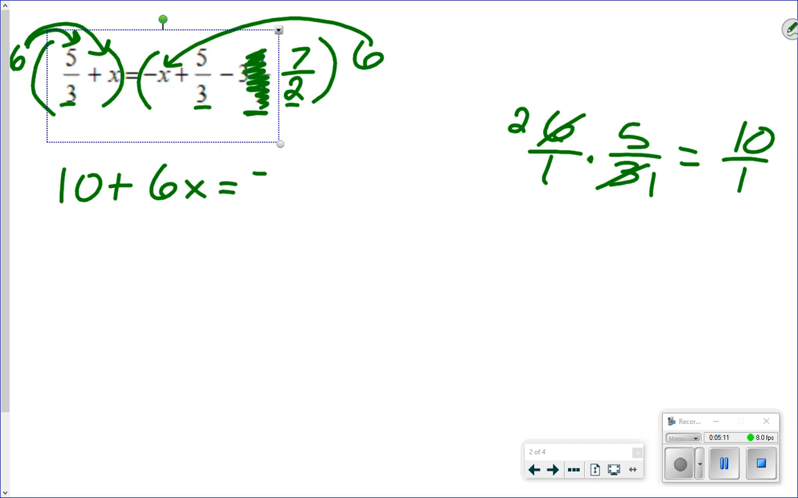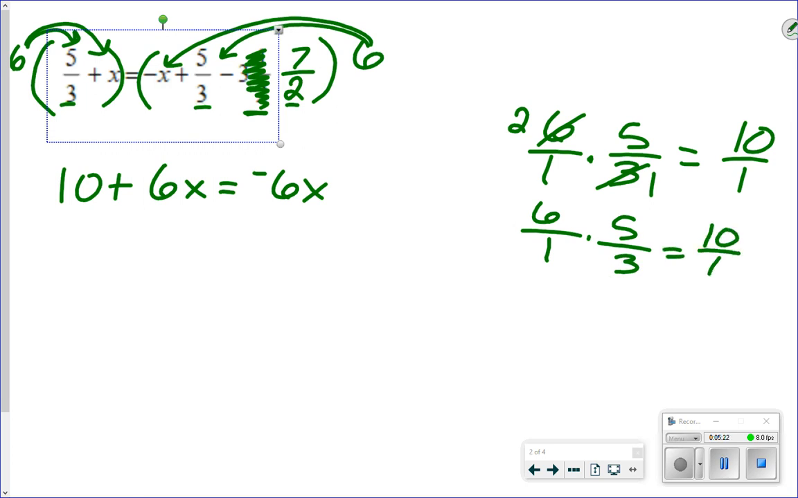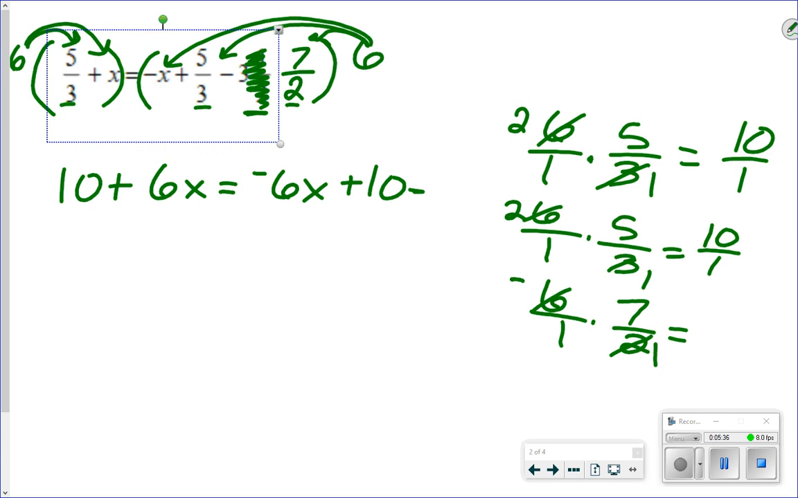6 times negative x is negative 6x. Then we'll do 6 times 5/3. That's the exact same problem I just did, so I know that's going to be 10 over 1 again. Plus 10 minus, now I'm doing this one right here actually, 6 over 1 times 7 over 2. Cross cancel, I can divide both of these by 2, and then that becomes 21.